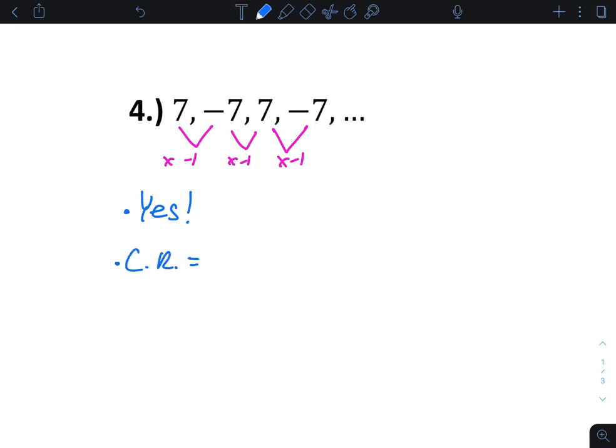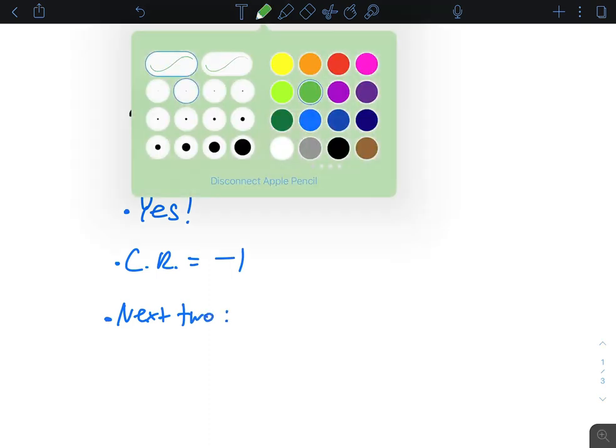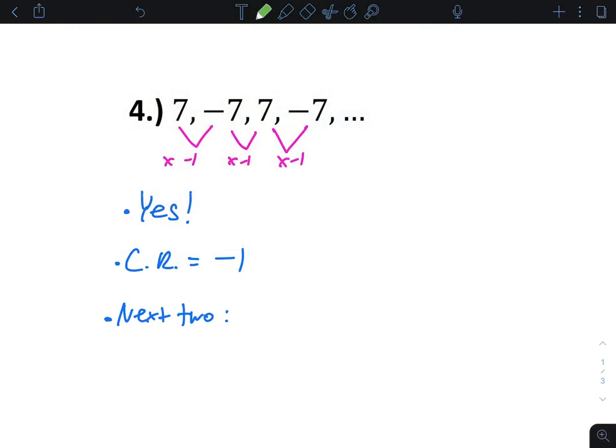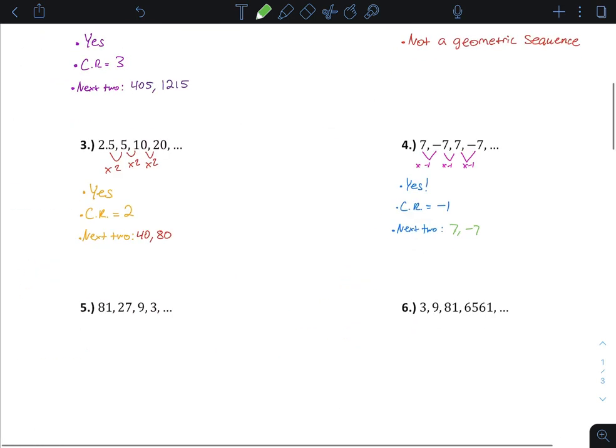And since it is, we have a common ratio of -1, and this isn't too bad to find the next two. We'll just do the same thing we've been doing. So let's take that last term, which is -7, and multiply by -1. A negative times a negative is a positive, therefore it's a +7. And then the final part there is 7 times -1, which would be -7.